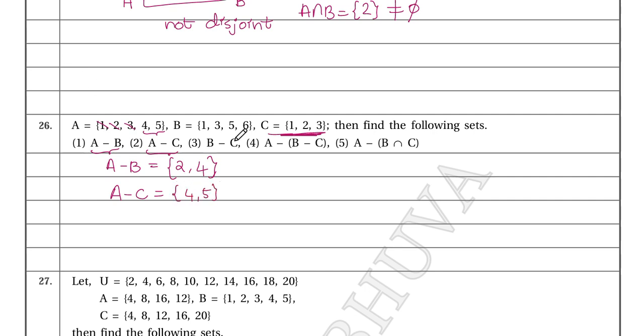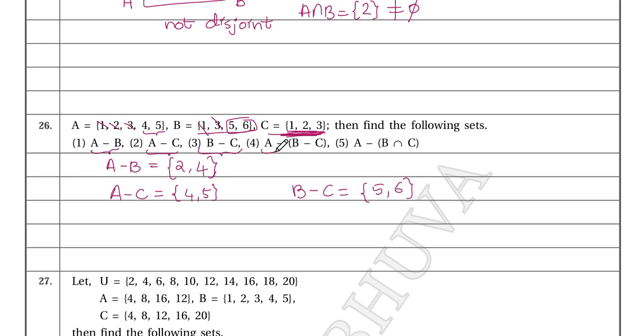Okay. Next, B minus C. So look at the set B first: 1, 3, 5, 6. In the set C, which elements are there? 1, 2, 3. So remove 1, 2 is not there, and remove 3. So which is remaining? 5 and 6. So B minus C is 5 comma 6.